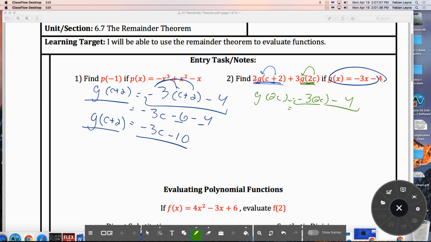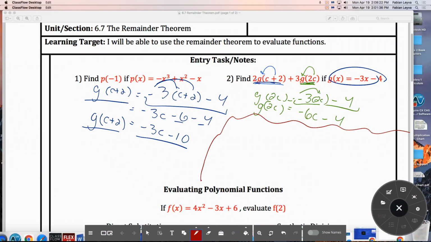There's no work inside the parentheses, no exponents. Let's do the multiplication. Negative 3 times 2c is a negative 6c. Don't forget the minus 4. Now, is there any way to combine the 6 and the 4? No, right? So that means that you're pretty much done. Now you just have to put it together. Now you have done the hard part.